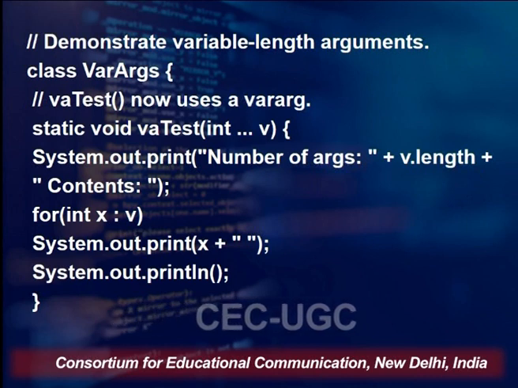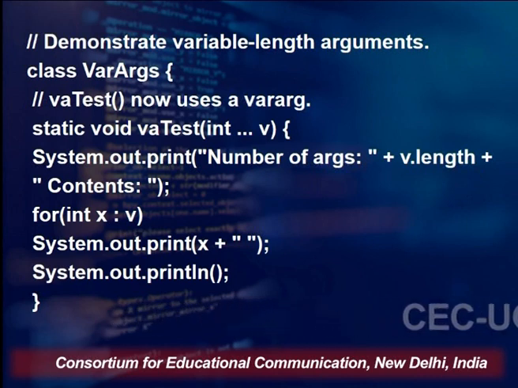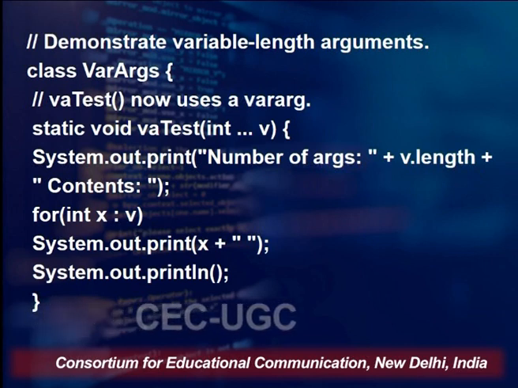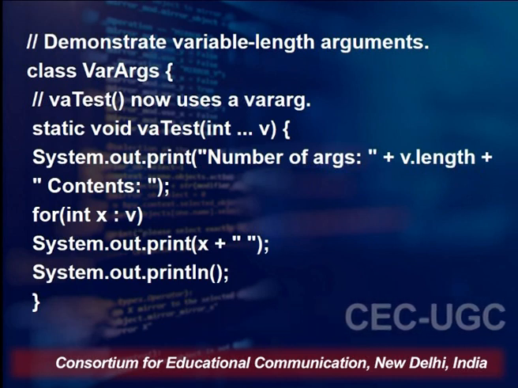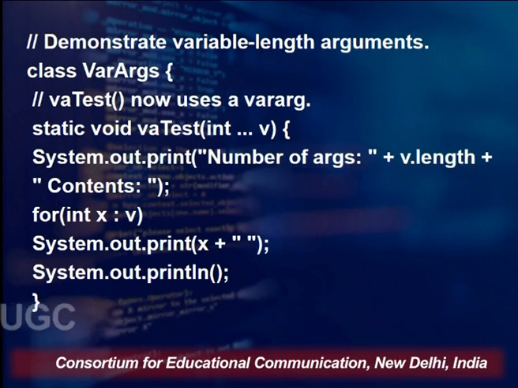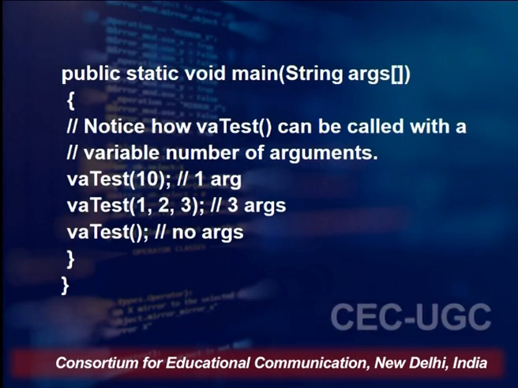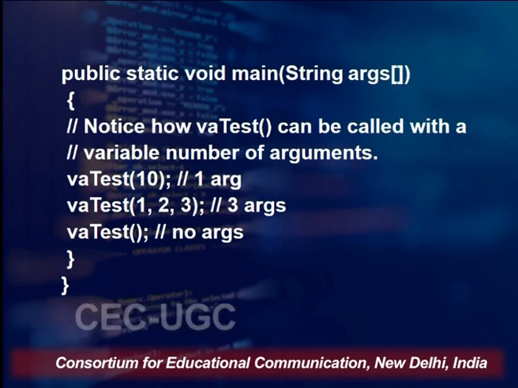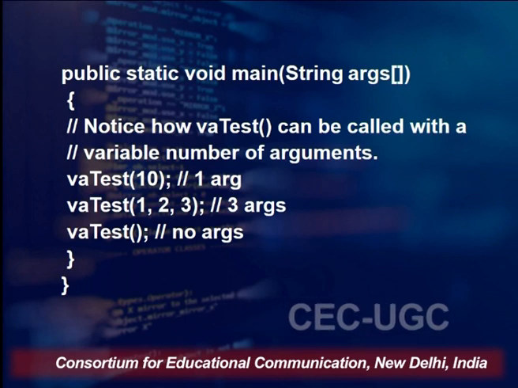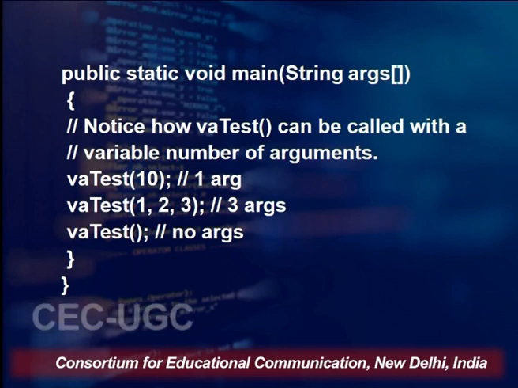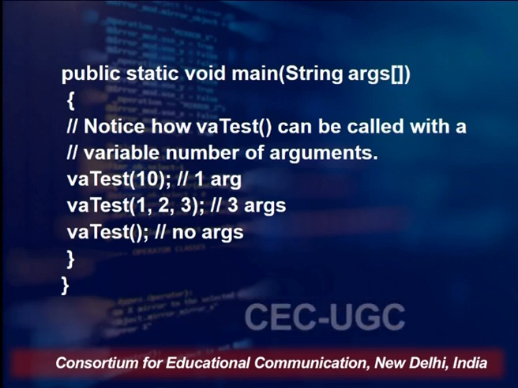So, what is the change here from the previous program is just the declaration of this varTest as a variable length argument method by saying static void varTest(int... v). The rest of the body of the method is the same, and then we will be using this varTest inside the main function. We will be directly passing varTest(10). In the next call we pass varTest(1, 2, 3), that means 3 arguments, and in the next call we are passing no arguments.